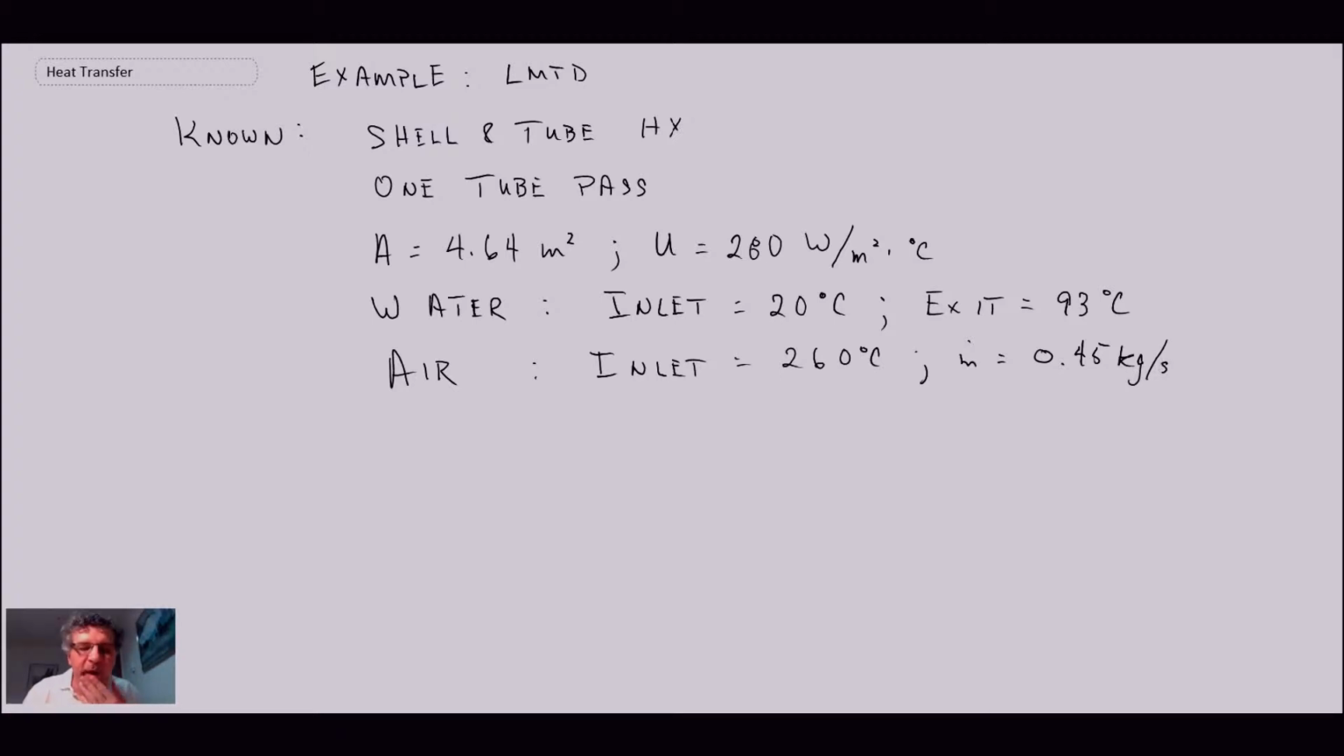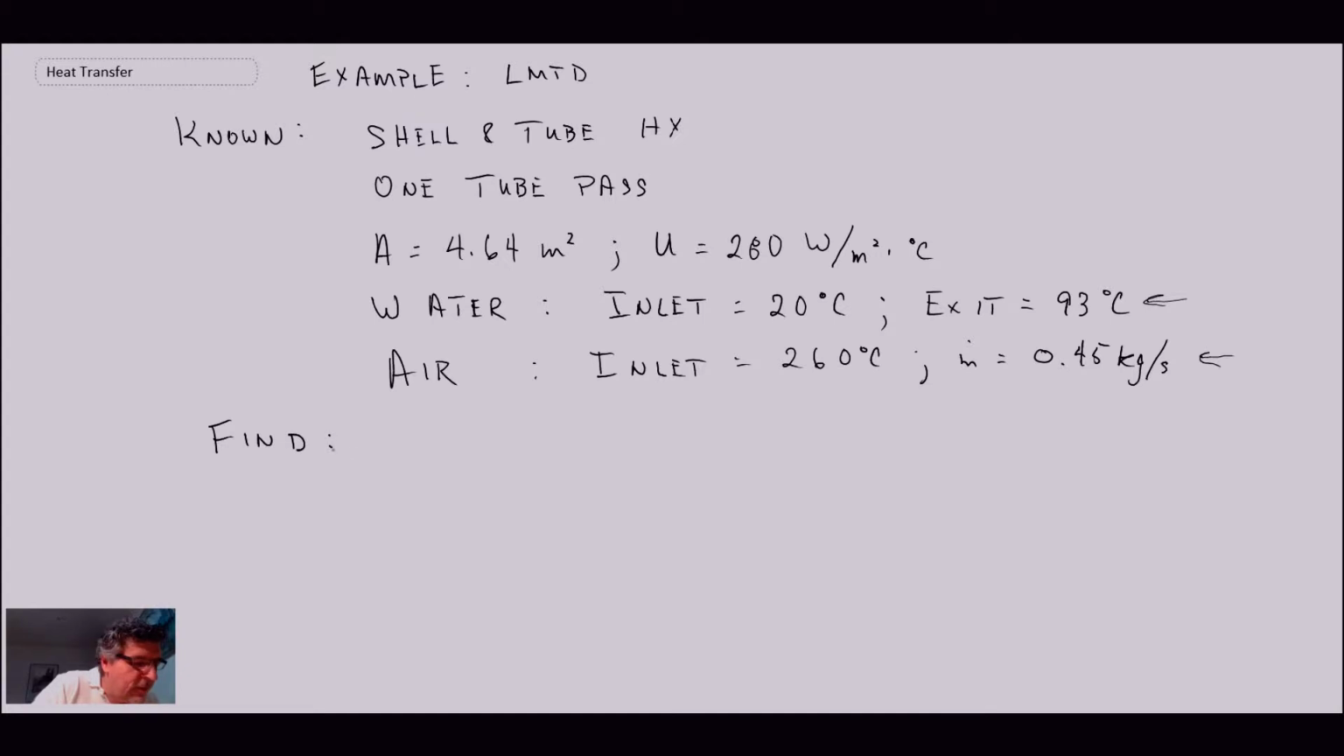Okay, so what we're dealing with is a shell and tube heat exchanger where we have one tube pass going through our shell and tube heat exchanger, and we have the area given, the overall heat transfer coefficient, inlet temperature, exit temperature for the liquid being water coming through, and then we have gas actually coming through on the other side, and that is coming in at 260 degrees C. We don't know the exit temperature, but we do know the mass flow rate. So things look okay in terms of what we've been given.